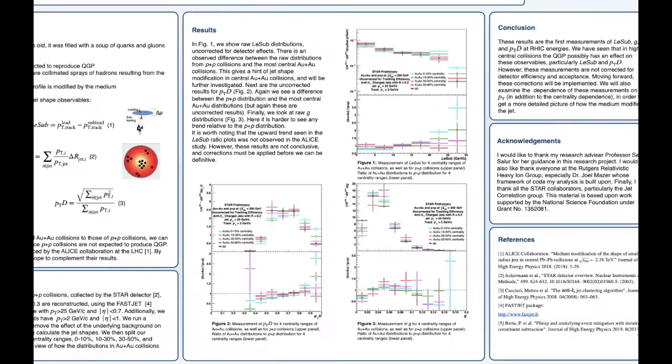Our results are presented in these three figures. At the top of each figure is the distribution of the jet shape for the four centrality ranges of Au+Au collisions, as well as for the p+p collisions. And at the bottom, we see the ratio for each of the Au+Au centrality ranges over the p+p. If we look at the ratio plots, both Le sub and PTD differ from the p+p distribution in the most central distributions. This hints at medium modification of the jets.